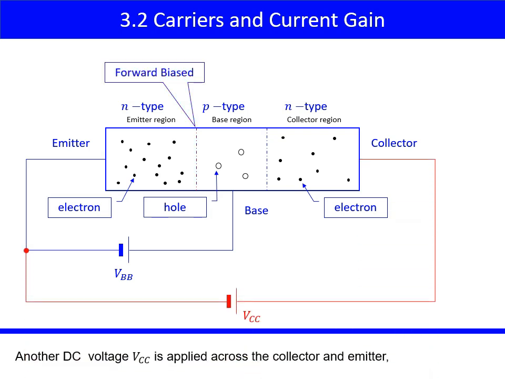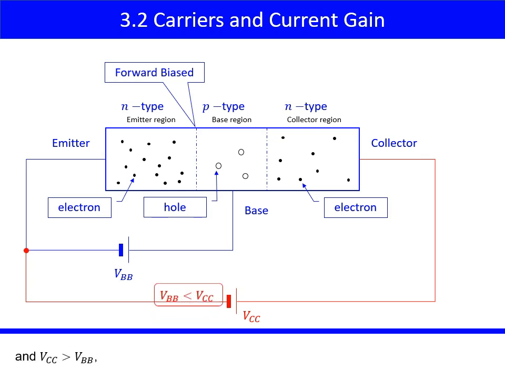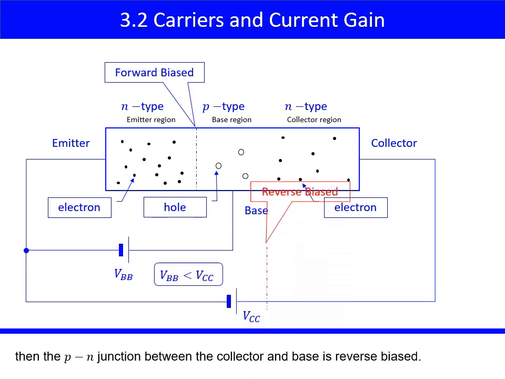Another DC voltage VCC is applied across the collector and emitter, and VCC is set higher than VBB. Then the PN junction between the collector and base is reverse biased.